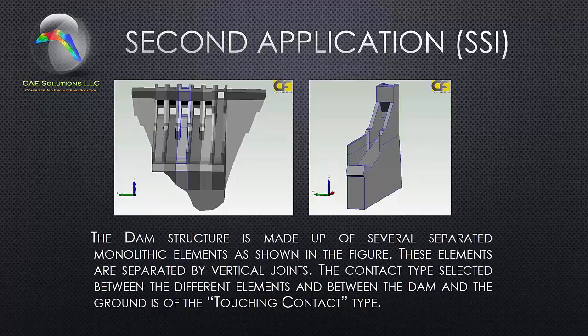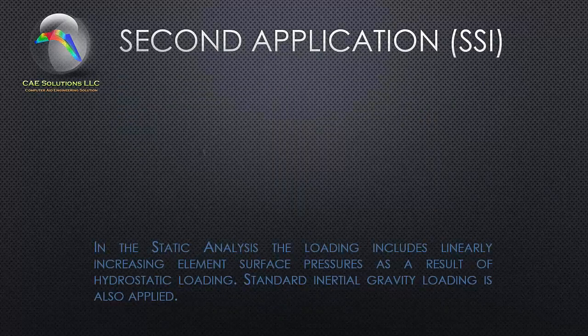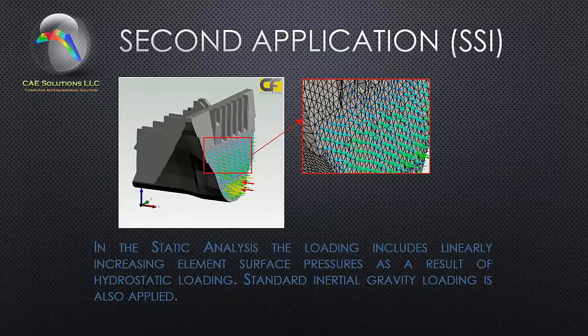The dam structure is made up of several separated monolithic elements, as shown in this figure. These elements are separated by vertical joints. The contact type selected between the different elements and between the dam and the ground is the touching contact type. Touching contact type means that they can be active or deactivated, touching or not touching. That's nonlinearity causing the stiffness matrix to change.